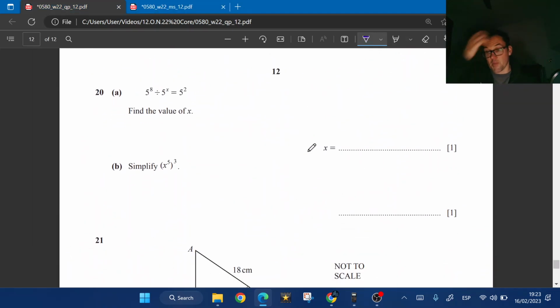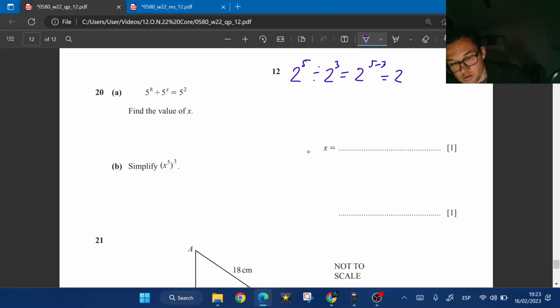Question 20. Remember the rules of indices. When we are dividing, if the base numbers are the same, we subtract the indices, right? Meaning, for example, if you got 2 to the power of 5 divided by 2 cubed, you will do 2 to the power of 5 minus 3, equals 2 squared.